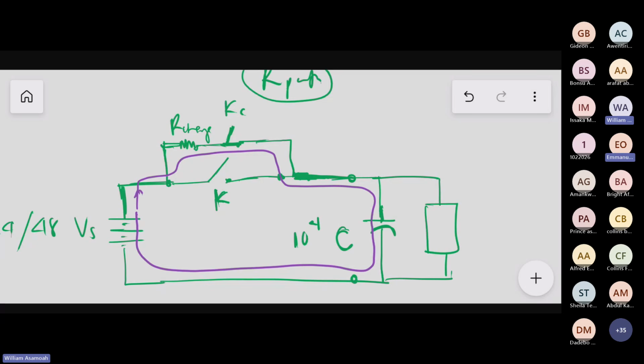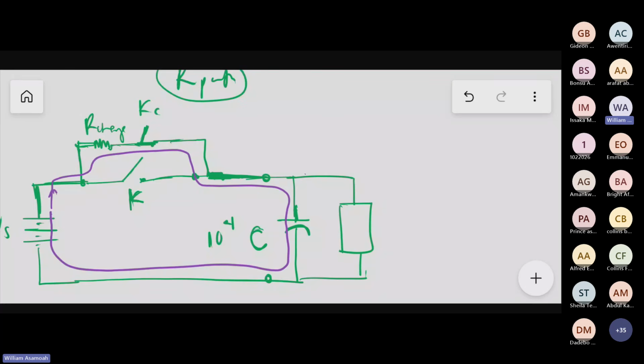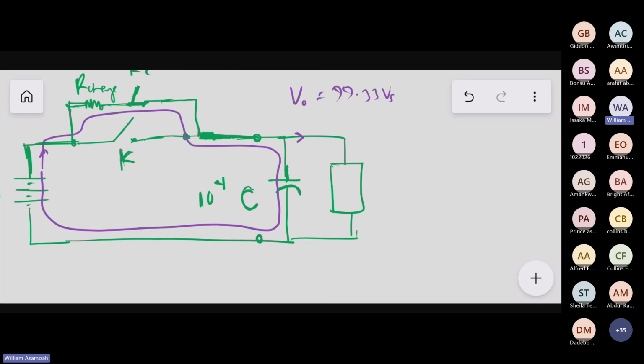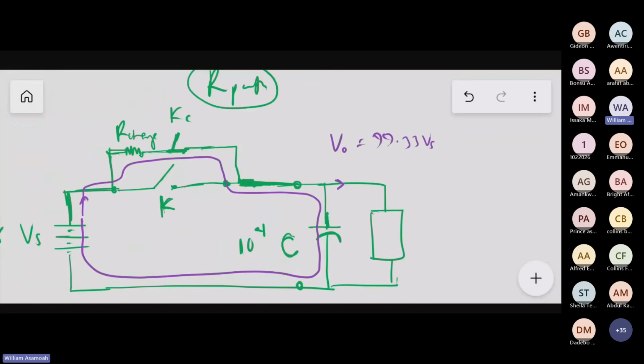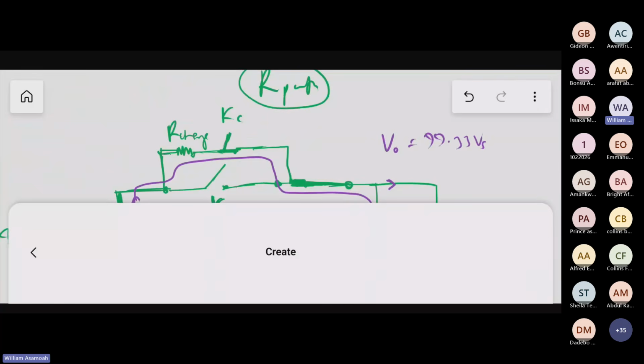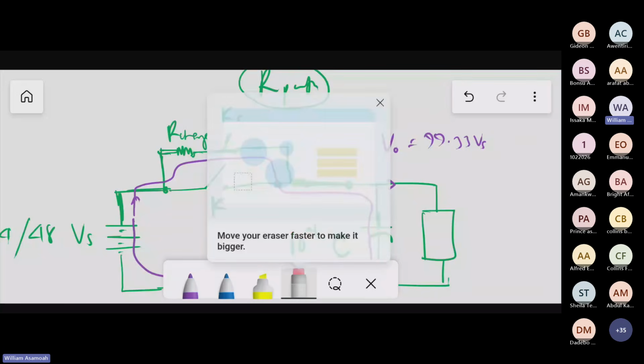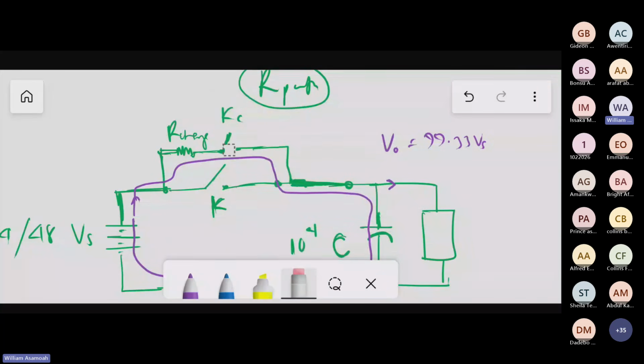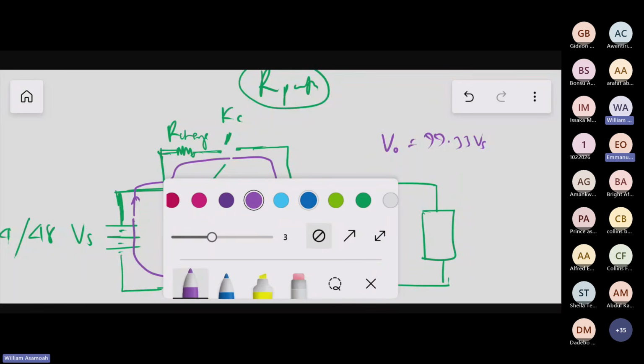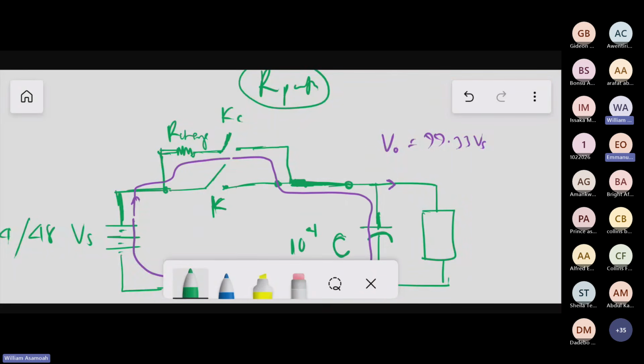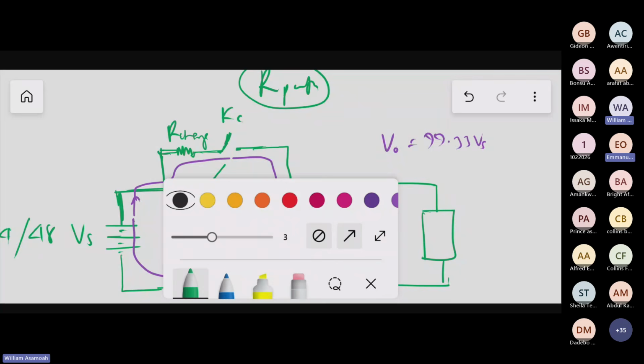Is that right? So after the capacitor charges, we will know that the capacitor is charged by monitoring the output voltage. We know that when it's fully charged, the output voltage is equal to 99.33 percent of the Vs. So the moment it becomes fully charged, we will turn the switch KC off. Then we will turn K on.